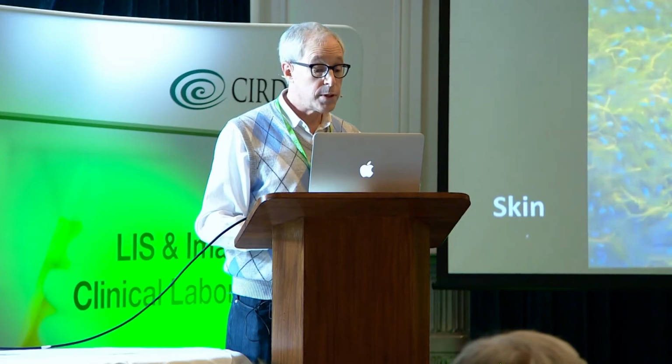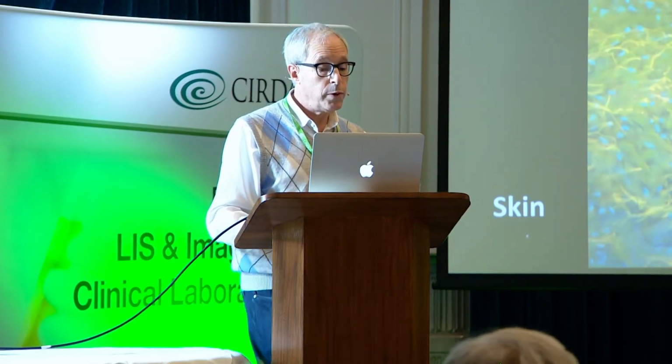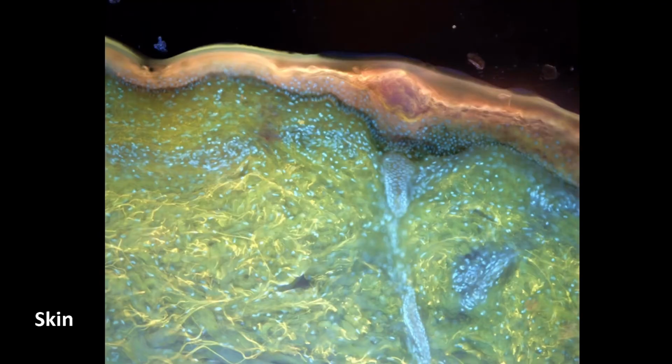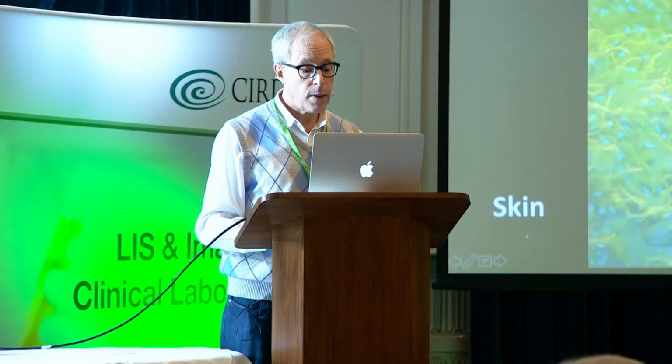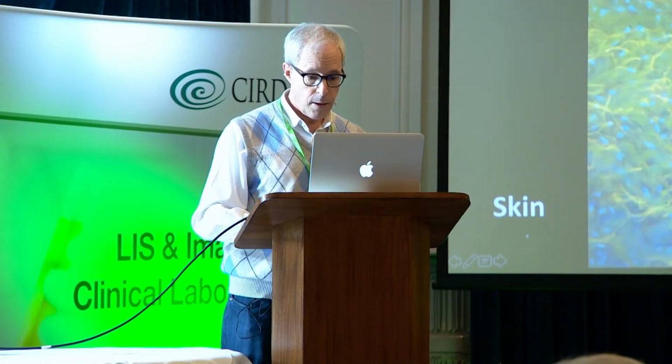Here's a pretty picture of skin. Several points here. One, it's from a pigmented individual, so here's the melanin right here at the dermal-epidermal junction. But the other thing is that you can see the elastin again. So for people who are very interested in elastosis or fibrotic processes, you get this for free. No special stains.